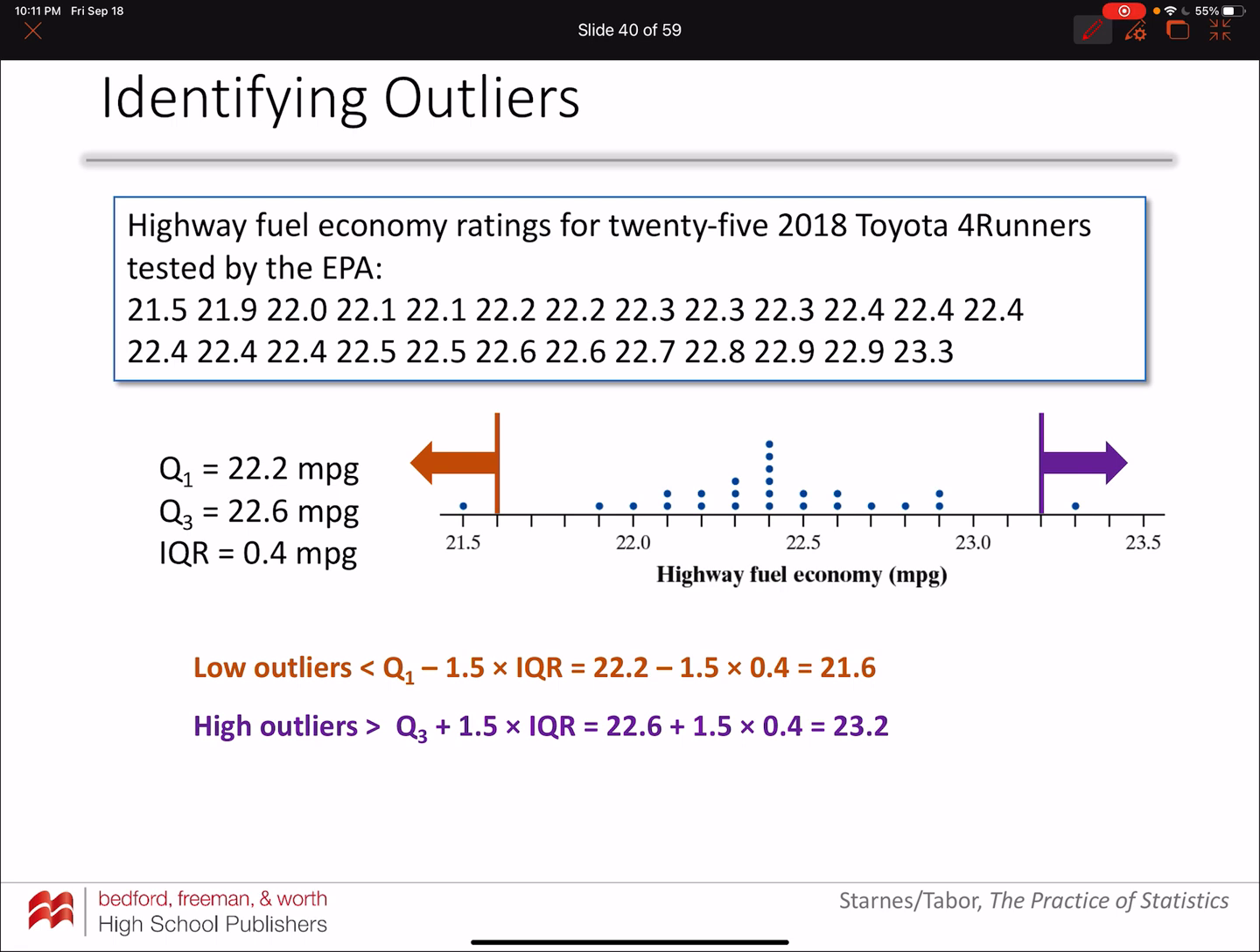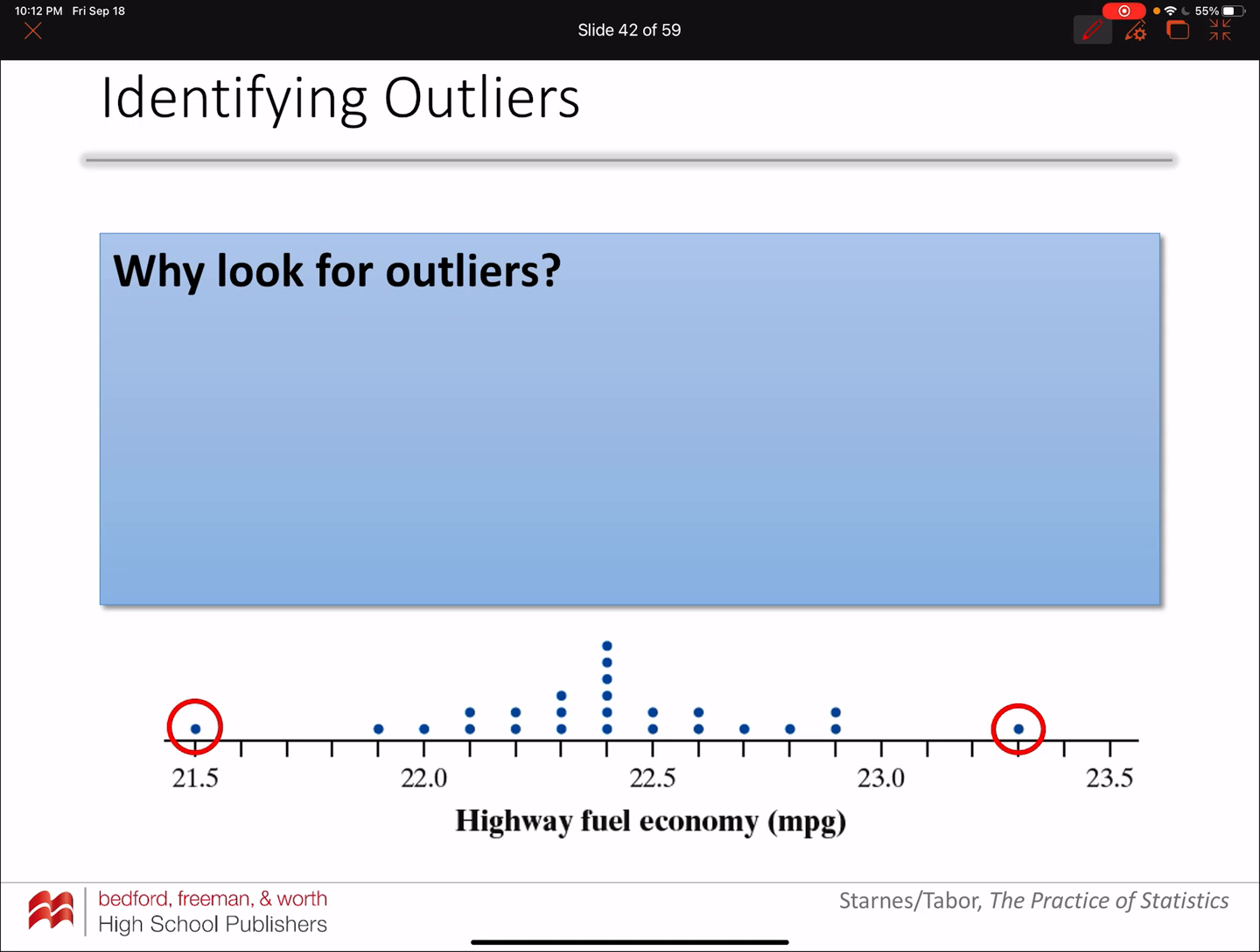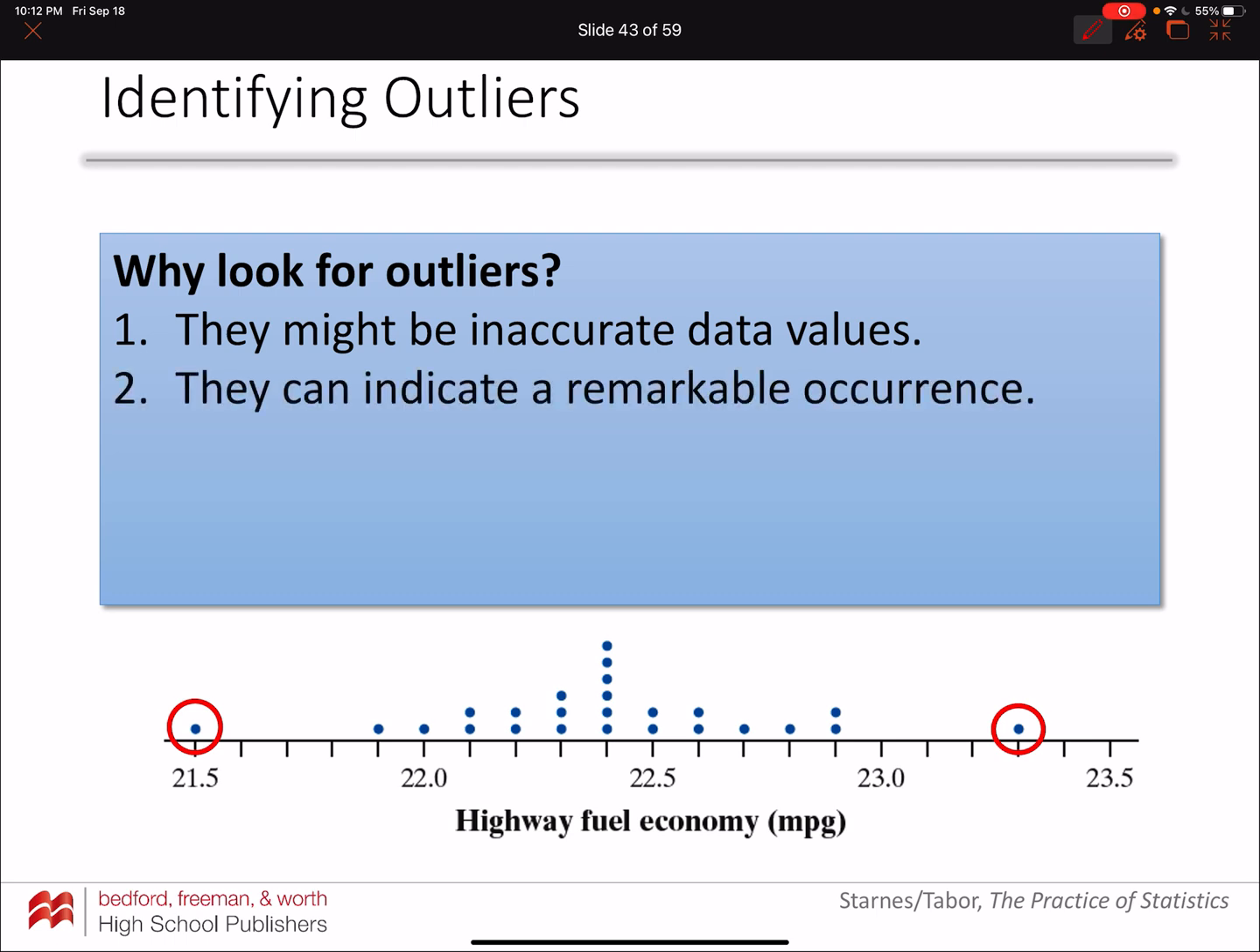Mathematically speaking, technically, there is no real definition of outlier. But this is kind of the rule we just use in our class. In this set of data, there are two outliers, according to our formula. So why do we care about outliers? We talked about this a little bit in class. They may be mistakes. Maybe somebody typed something in wrong. Maybe it's an extreme. Maybe there is something unusual about that car when it was tested. Maybe we should look at it.